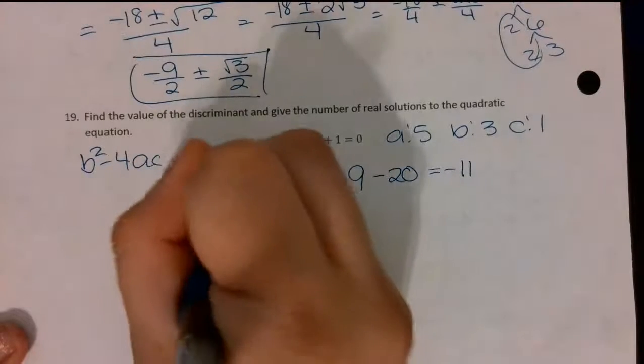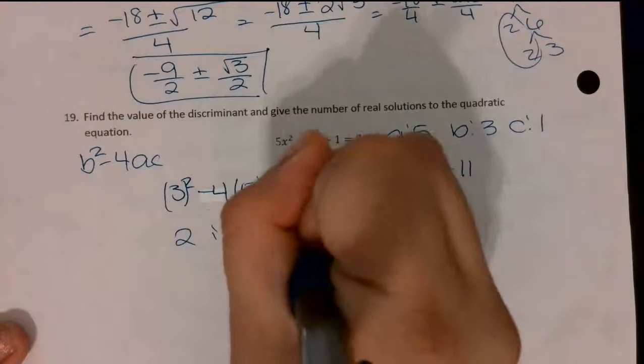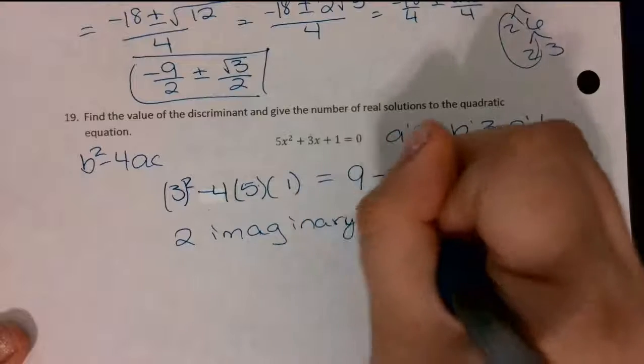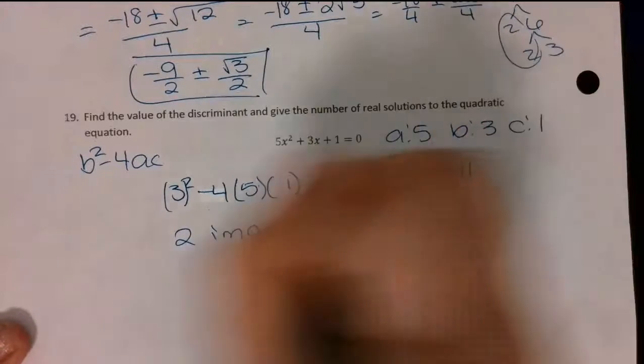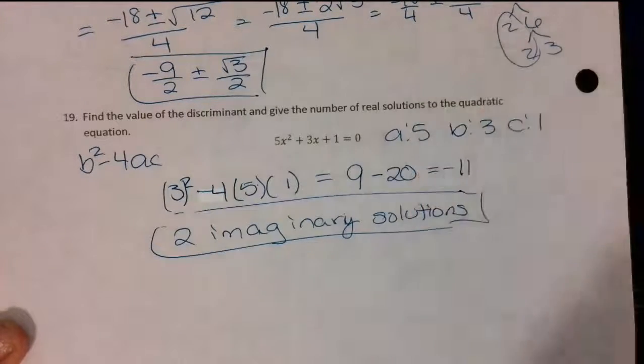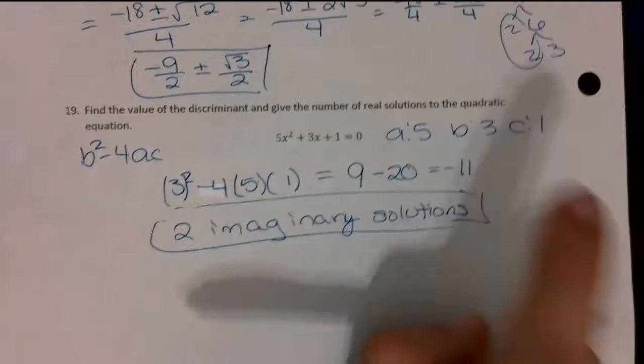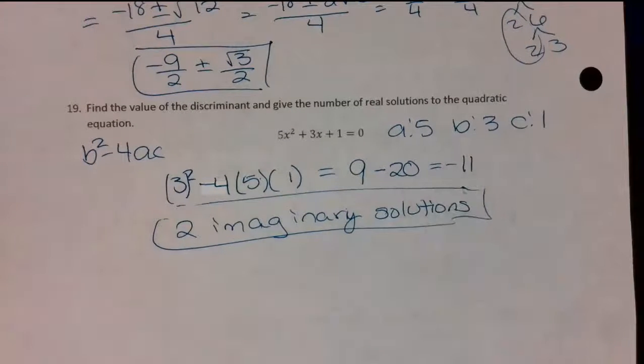So this is 2 imaginary solutions. I could tell that imaginary. Sorry, I cannot spell and talk at the same time. I knew it was imaginary because it was negative. If it was positive, it would be 2 real, and if it was the number 0, it would be 1 real solution.